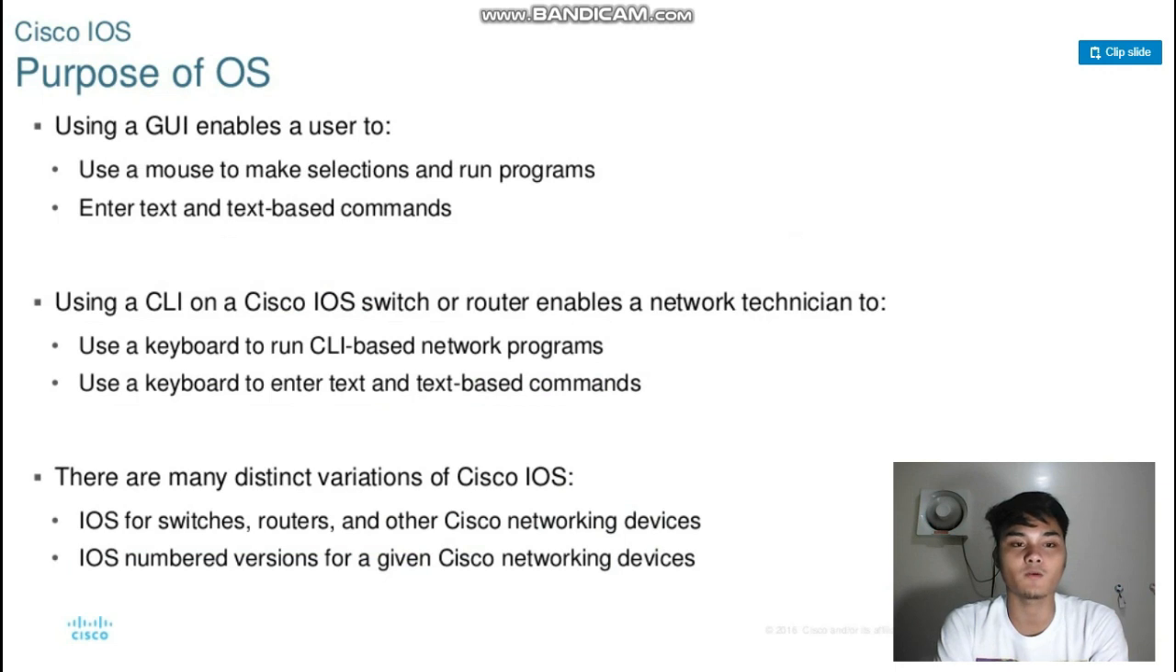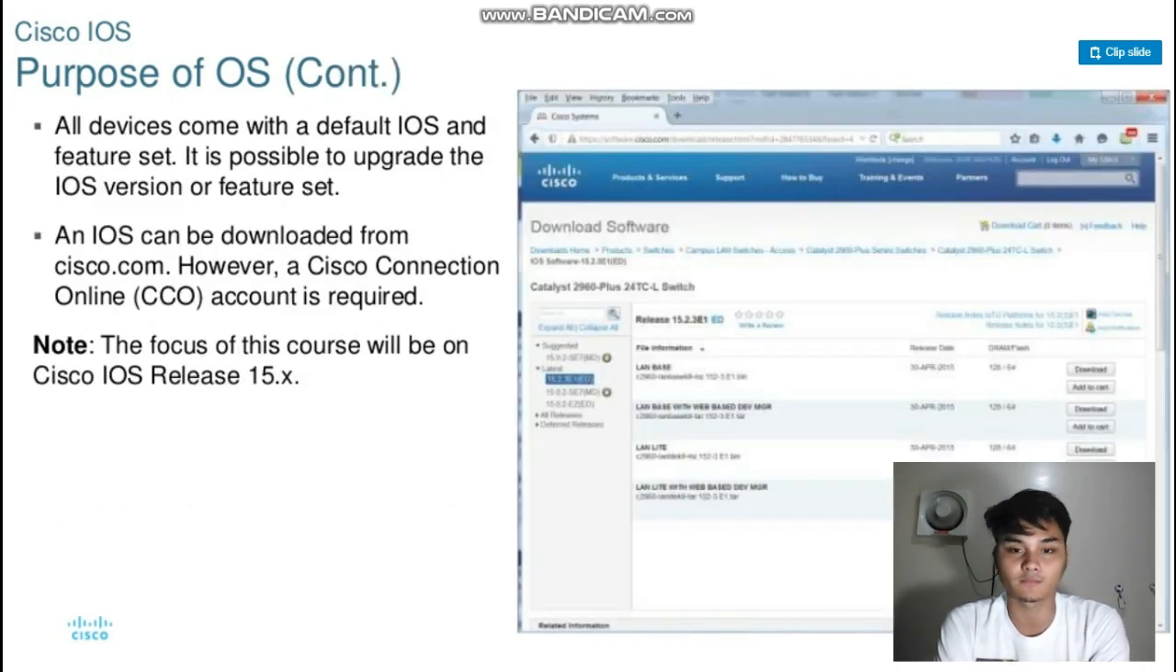The purpose of the OS: using a GUI enables the user to use a mouse to make selections, run programs, and enter text and text-based commands. Using the CLI on a Cisco IOS switch or router, as I said, enables a network technician to use a keyboard to run CLI-based network programs and enter text-based commands. There are many distinct variations of Cisco IOS for switches, routers, and other Cisco networking devices, with a numbered version for given Cisco networking devices.